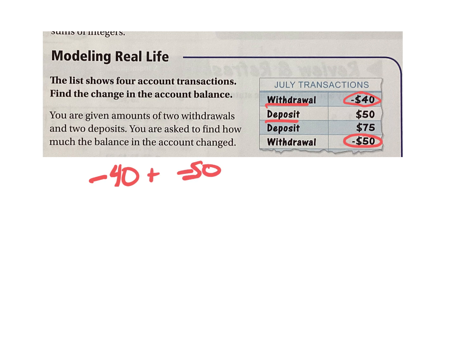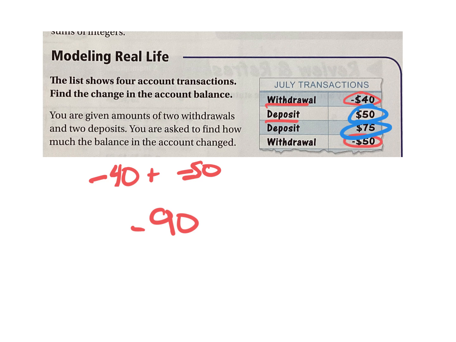And when you add the same sign, you just add the absolute value and include the sign. So 40 plus 50 is 90, and it's a negative. So in those July transactions, the 2 withdrawals, I took out $90. So that's a -90. Now, the deposits are adding. So I'm adding this 50 and this 75. That's how much I put in there.